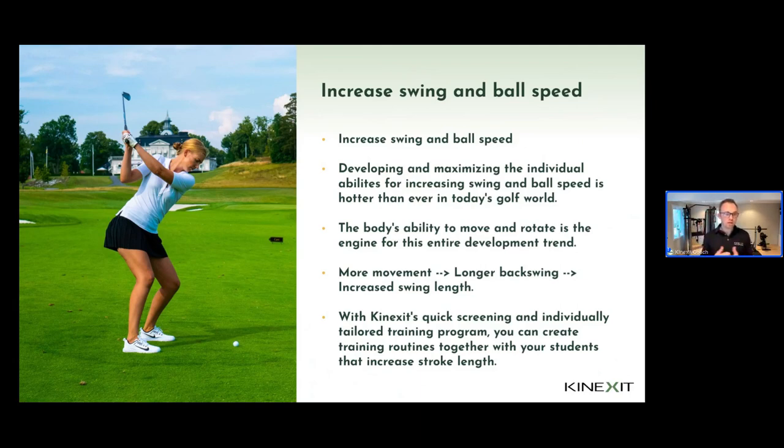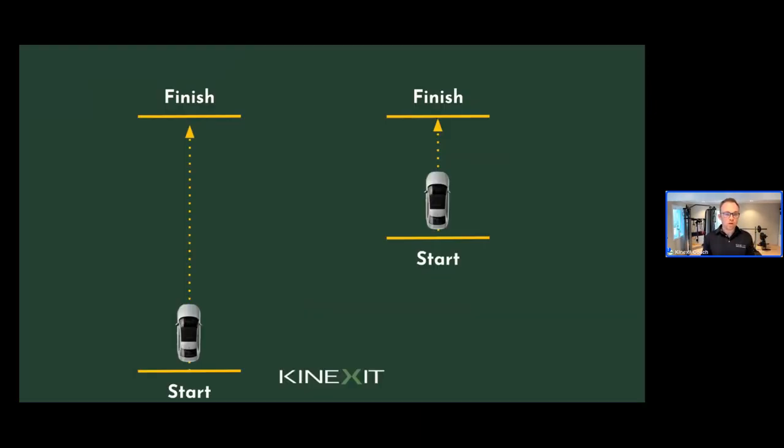And one way of doing it is actually looking at increasing more movement, because more movement equals longer backswing, and longer backswing equals increased swing length. Now, this isn't anything that's probably new to all of you. We know that if we have more range of motion, or if we have further distance, it's a lot easier to create speed. Same thing with the golf swing. If we've got more distance to carry, well, then it's much easier to generate clubhead speed. It's so much harder to generate it if we're stiff, or if we don't have that backswing that we want.